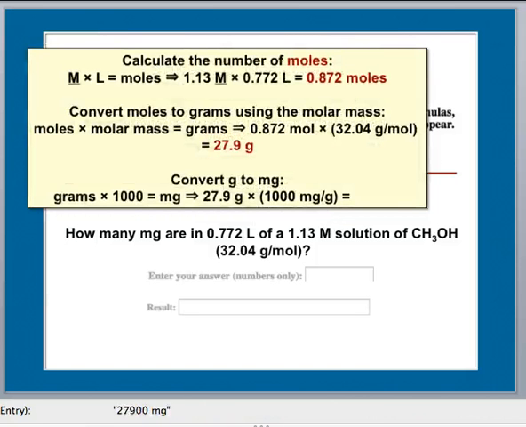Now, if we know that one mole of methanol weighs 32 grams, we have 0.872 moles. Simply multiply these, we wind up with 27.9 grams of methanol. Now, because the problem here, and on Blackboard, wants you to do it in terms of milligrams, all you have to do is convert grams to milligrams, multiply by 1,000, and that's 27,900 milligrams. So just like molarity 1, except where you've got this little milligram nonsense, and it's a word problem.